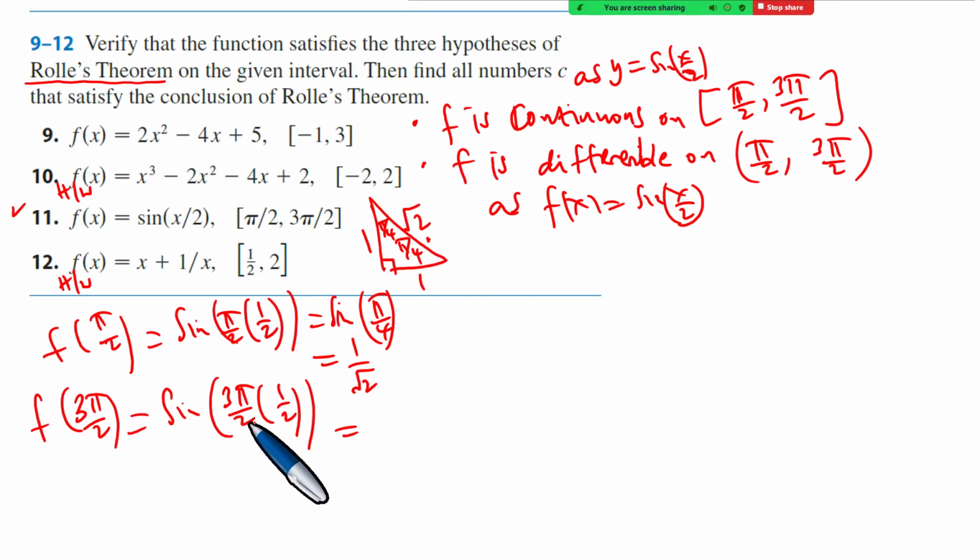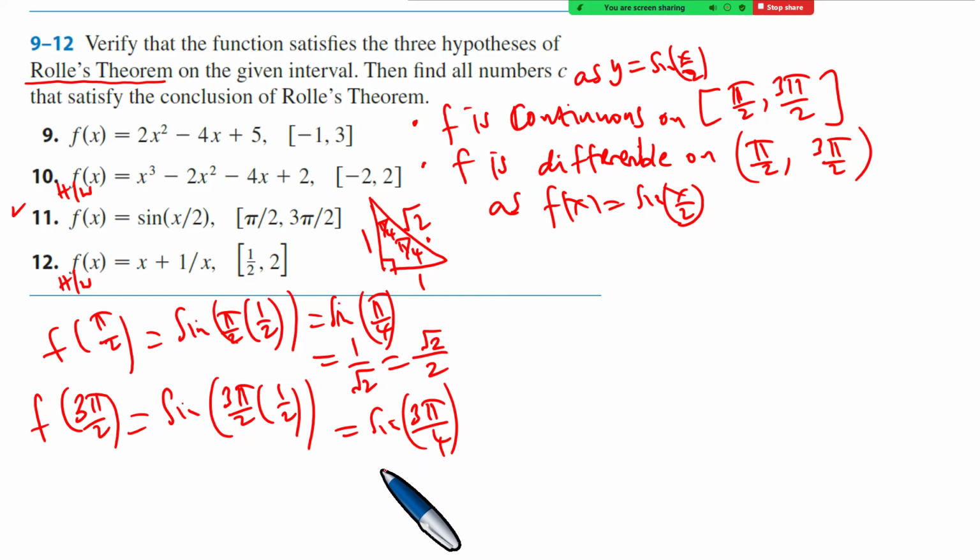Now, if we come to this, and we say the sine of pi over 4 is opposite over hypotenuse, so it's exactly 1 over the square root of 2. But I know that your calculator will give you square root of 2 out of 2 there. Now this one here is the sine of 3 pi over 4. In which quadrant is 3 pi over 4?